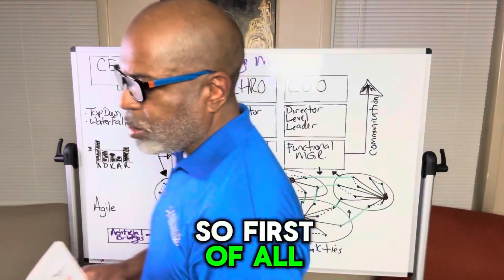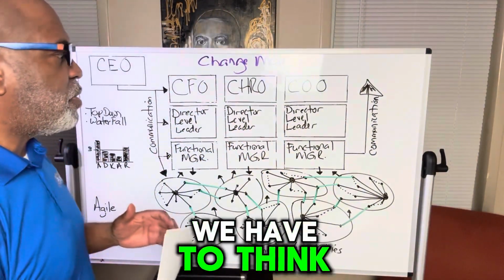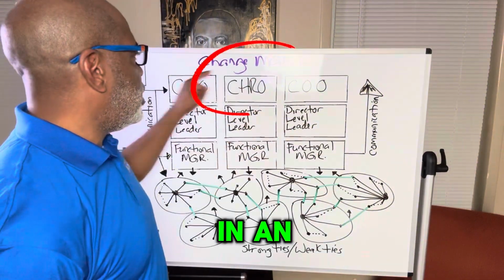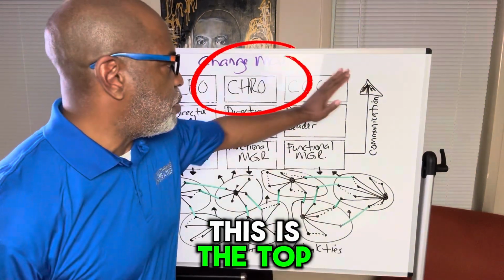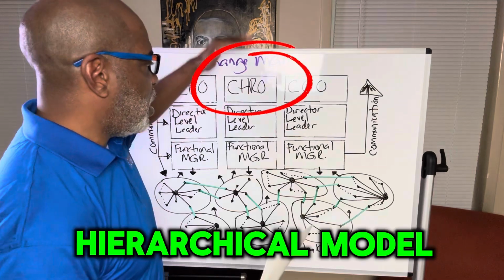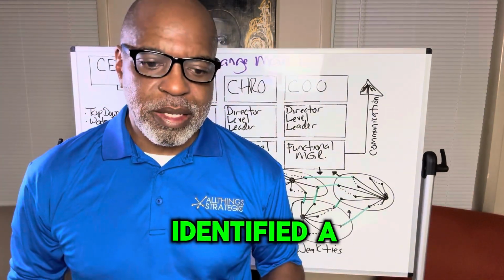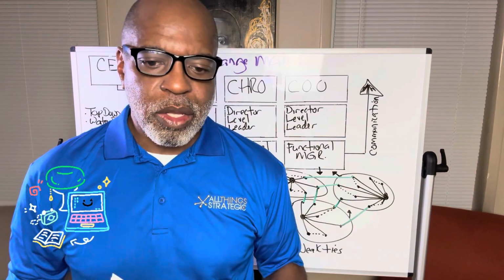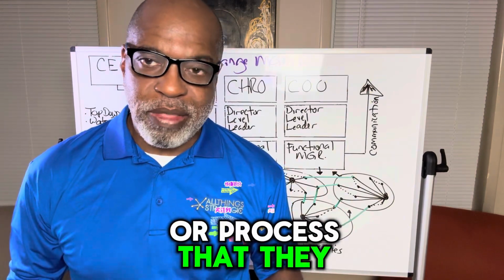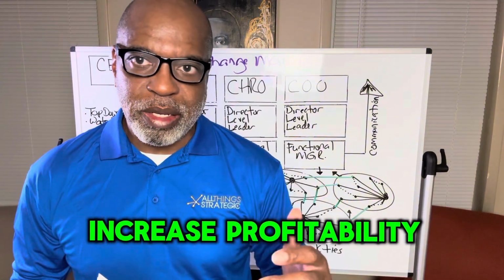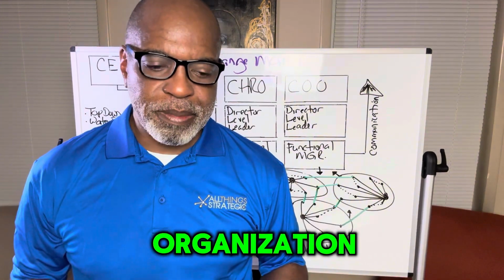So first of all, when we think of change management, we have to think of some big initiative that the C-suite in an organization, this is the top line here of this hierarchical model, has identified. A new technology or a new procedure or process that they think will drive change and increase profitability within an organization.